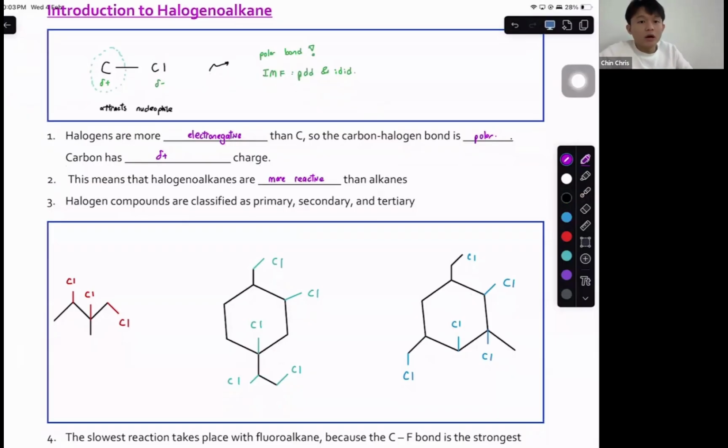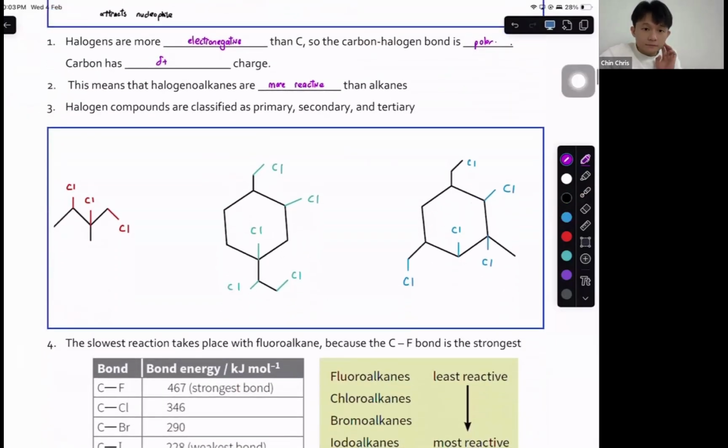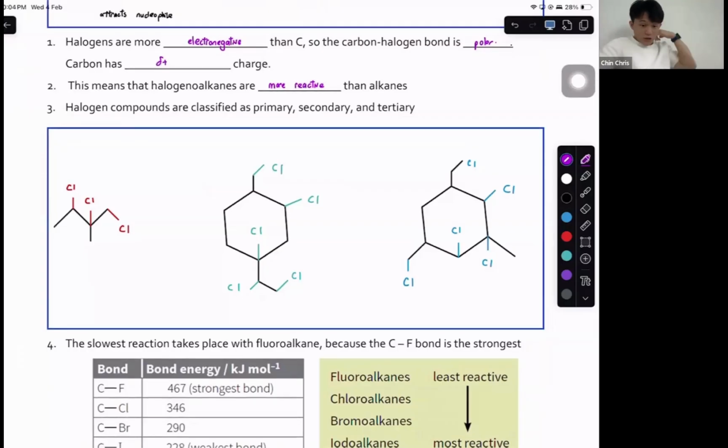By the way, guys, do you know how to identify a primary, secondary, tertiary? Yes? Let's go. Alright, for all the halogenoalkanes, I want you guys to start labeling your primary, secondary, and tertiary here. I want you to label all. I go washroom. When I'm back, I'll discuss. Go, primary, secondary, tertiary. Let's go label it. Thank you.